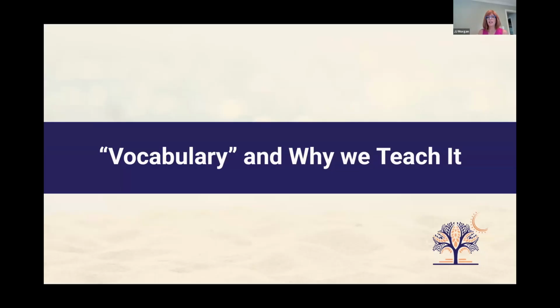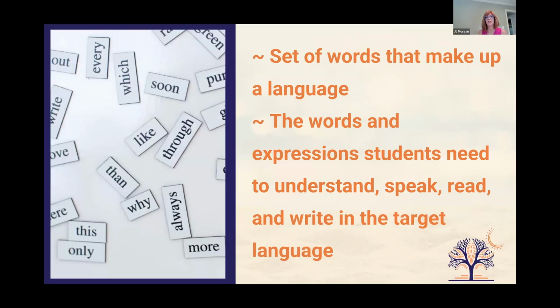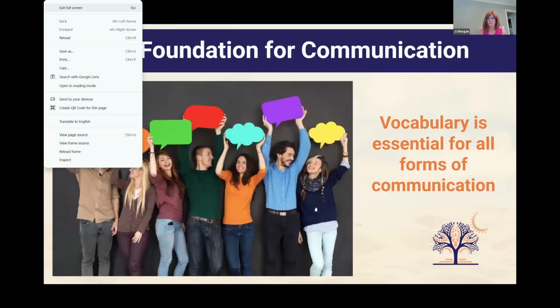So vocabulary and why we teach it. Vocabulary is a set of words that make up a language. Yes, but they're also the words and expressions students need to understand, speak, read, and write in the target language. And I'm going to say that every region has a slightly different group of words that they use. They have their own terminologies. They have their own slang. Sometimes they have their own idioms.